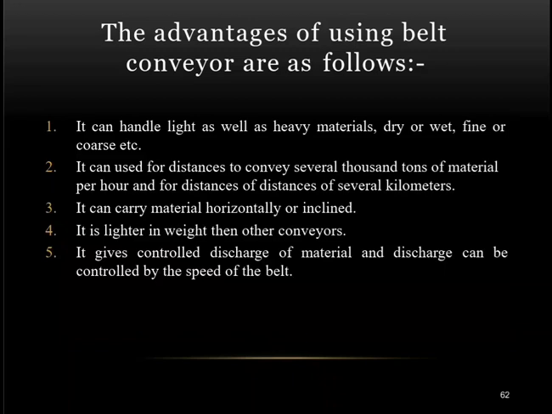Next, the advantages of using the belt conveyor. It can handle light as well as heavy material, dry or wet, fine or coarse, etc. It can be used to convey several thousand tons of material per hour and over distances of several kilometers. It can carry material horizontally or inclined. It is lighter in weight than other conveyors. It gives controlled discharge of material, and discharge can be controlled by the speed of the belt.